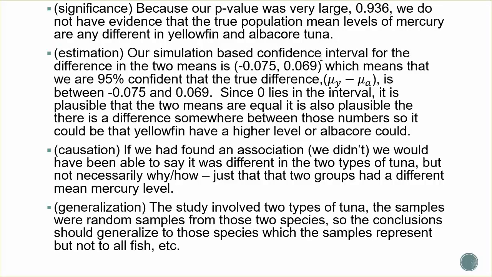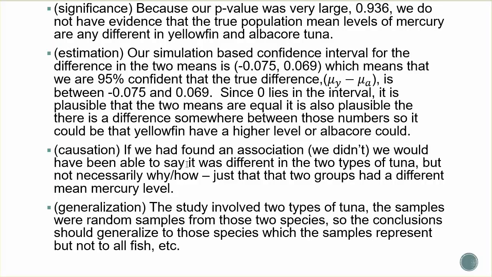Our simulation-based confidence interval gave us that. So we're 95% confident that the true difference between the true average mercury level in yellowfin tuna minus the true average mercury level in albacore tuna is between negative 0.075 and 0.069. 0 is in the interval. It's plausible the two means are equal, and it's also plausible there's a difference, anywhere in between those two numbers could be.